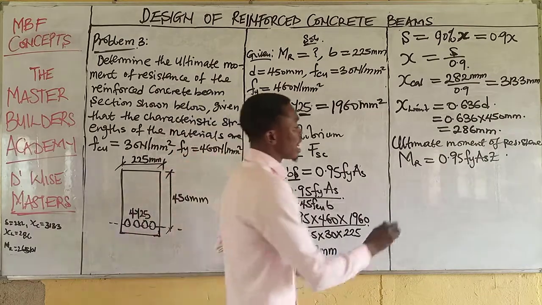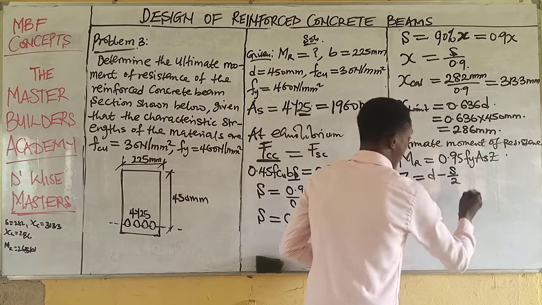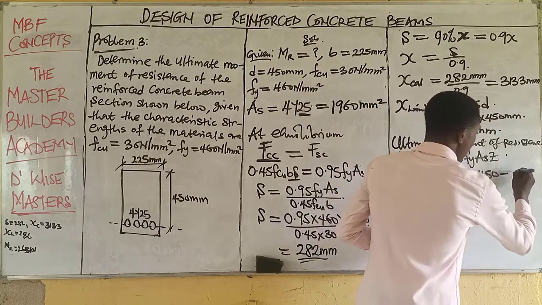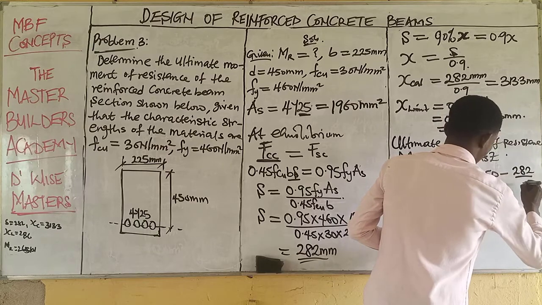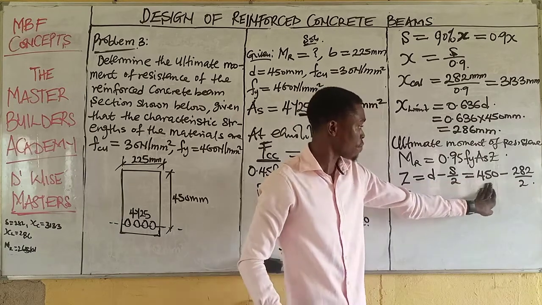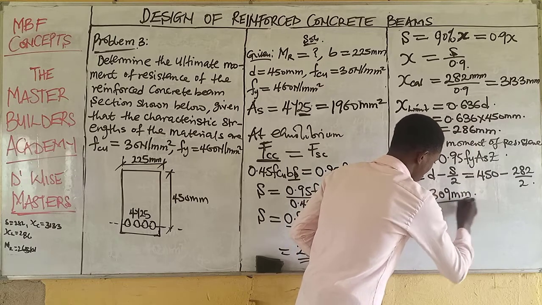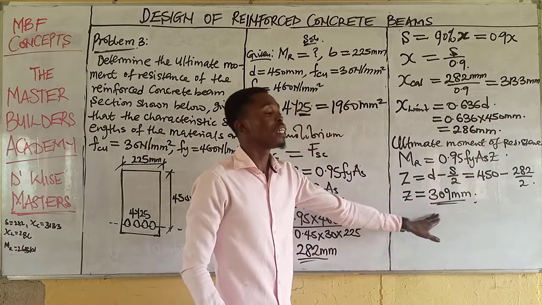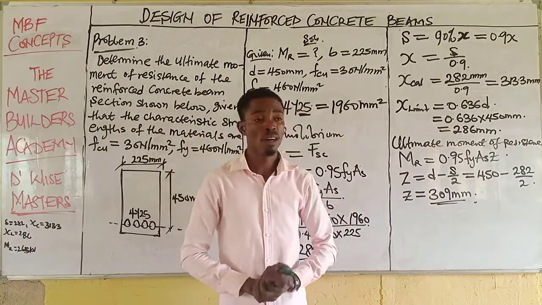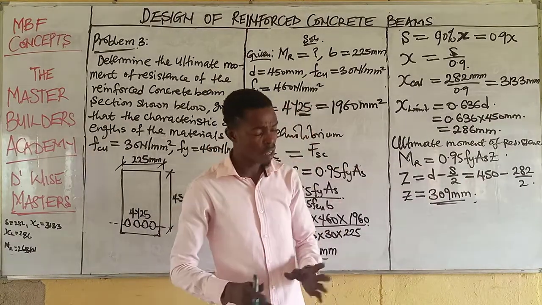And for this case, the lever arm is given as Z is equal to d minus x over 2. By extension, the value is 450 minus 282 all over 2. Now, when we divide this by 2 and subtract the outcome from 450, we will have 309 millimeters approximate value. Now that we have successfully obtained the lever arm of this beam, all we need to do is substitute into this equation.